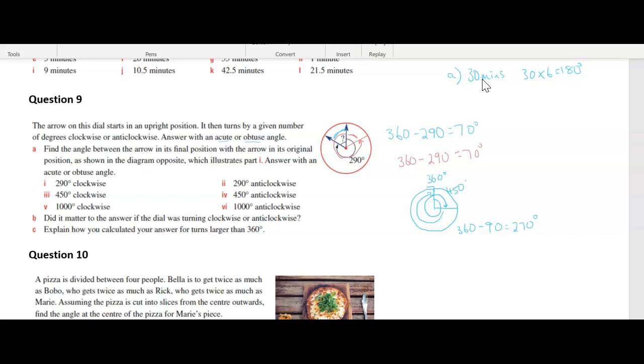Now you'd get the same answer if you did 450. So try to apply the same rationale to 1000. Basically you keep going around the circle until you've done your full rotations and then see what you have left over. For question B, did it matter to the answer if the dial was turning clockwise or anti-clockwise? Well, I kind of already answered that question, and you can see what happened when we did the first two. Explain how you calculated your answer for turns larger than 360. I told you could keep going around the circle. You could also divide 1000 by 360, which is another way of doing it. See how many multiples of 360 are in 1000 and then what your remainder is.